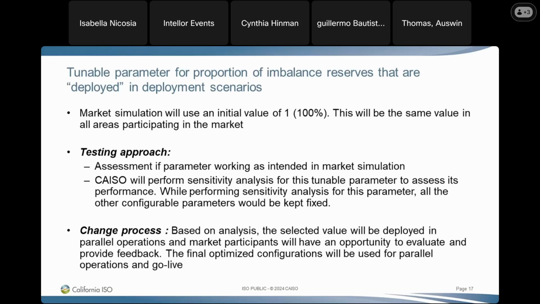Lindsay, go ahead. Hi, Lindsay Schluckaway from NV Energy. I was curious whether everybody would have the ability to test this in the market sim or parallel ops environment, or would that just be Pacific Corp and the entities that would be initially going into EDAM? Do you know if others would have the ability to test this as well so that we could see the impacts?